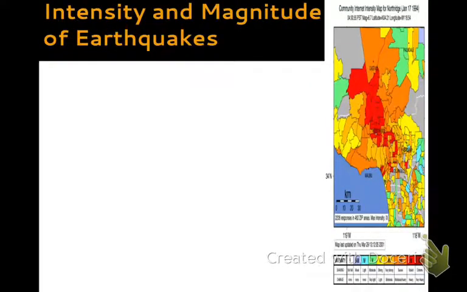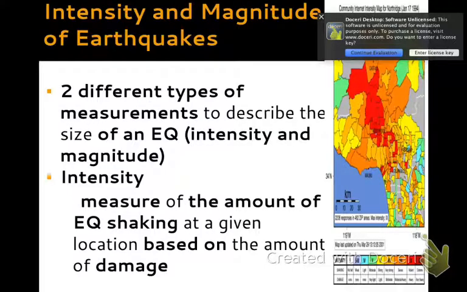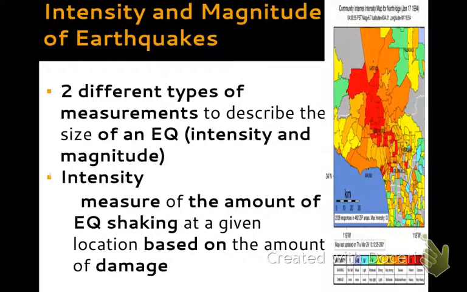Okay, intensity and magnitude of earthquakes. So we know how to locate them. Now we're going to figure out just how strong the earthquake is. When you're looking at intensity and magnitude, those are 2 different types of measurements, just as this first bullet is saying. We can measure the intensity of it, or we can measure the magnitude of it. The first thing that we're going to look at is what intensity is.